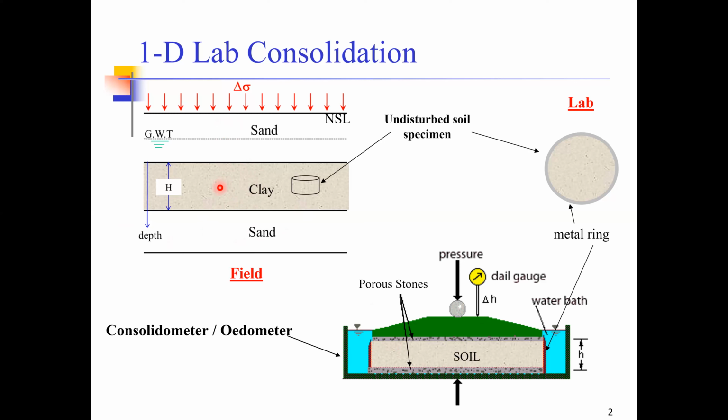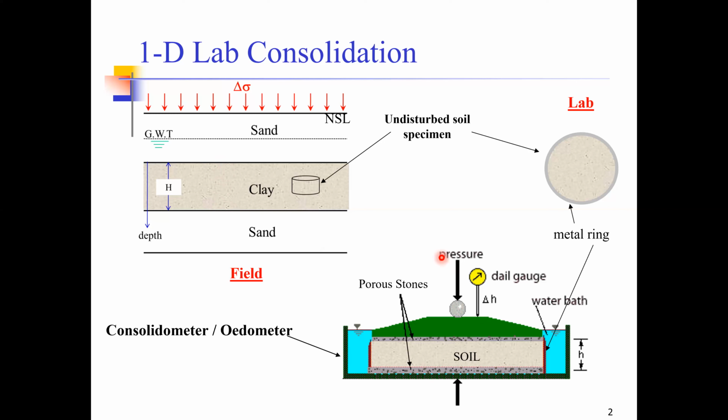In case of one-way drainage, the length of the drainage path is equal to the thickness of the clay layer. So important for you to remember are these points: in case of two-way drainage, the length of the drainage path is equal to half of the clay layer thickness, and in case of one-way drainage, the length of the drainage path is equal to the thickness of the clay layer.